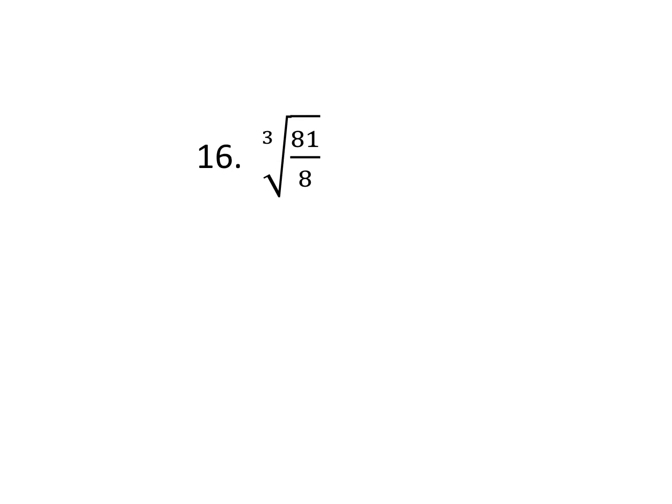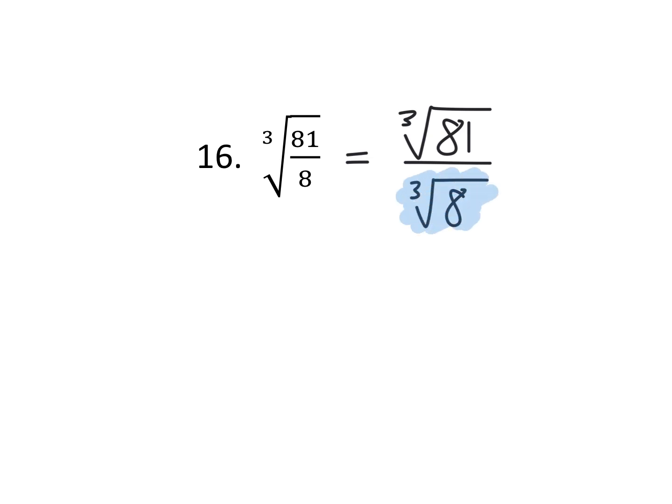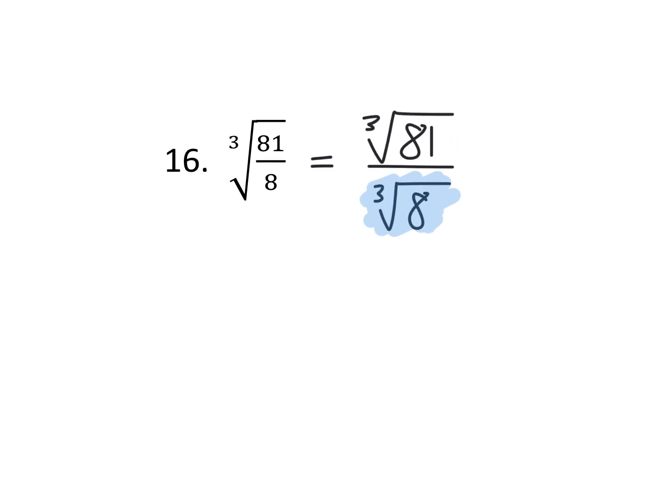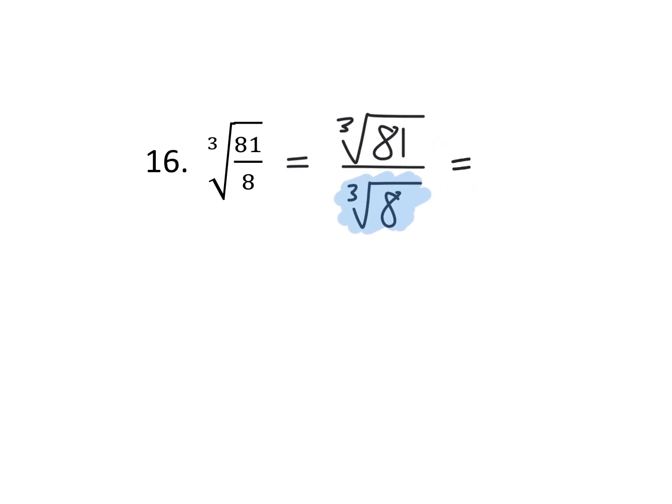To split it up then as 2 separate roots: the cube root of 81 on the top over the cube root of 8. It's a different way of writing the same thing. We'll deal with the 81 in a second. Look at the bottom, or at the denominator. What's the cube root of 8? 2. Okay, it's getting a little bit better. So the cube root of 81 over 2.